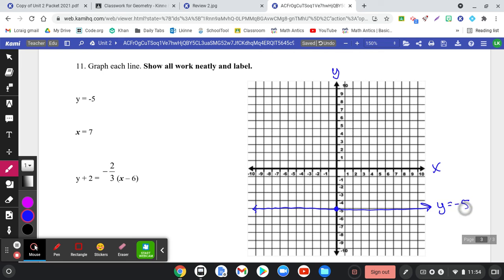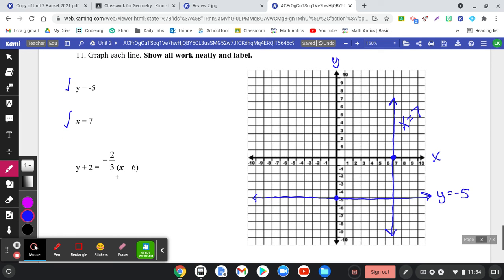Label it. All right, well, if y equals negative 5 goes straight across, x equals 7 is going to go straight through the x-axis at positive 7. That one you can't put in the calculator.